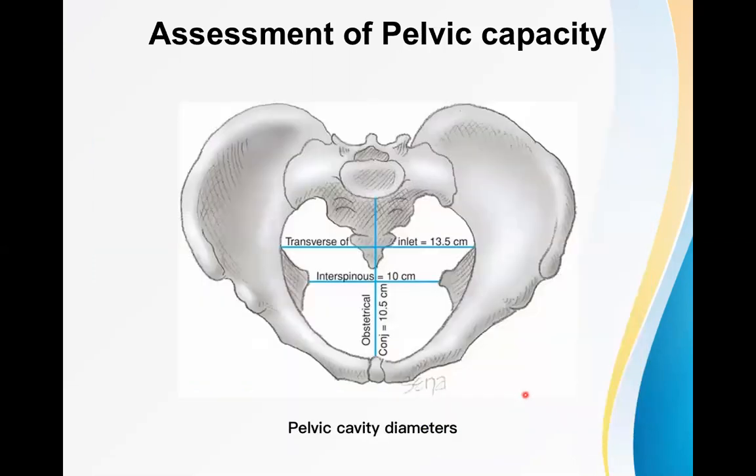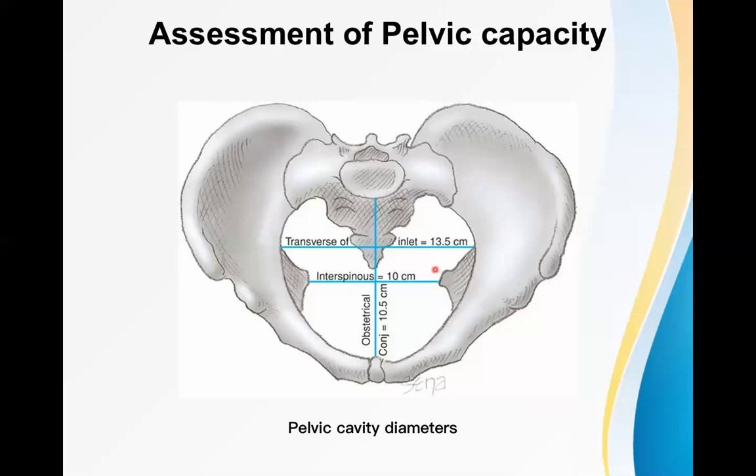Now, when we enter into the pelvic cavity, some other types of diameters are there. This is the transverse diameter of the inlet. This is the transverse diameter of the pelvic cavity. So it is 10 centimeter now. See here, ischial spine, between two ischial spines is called interspinous diameter. It is 10 centimeter, and this is the narrowest diameter of the pelvis.